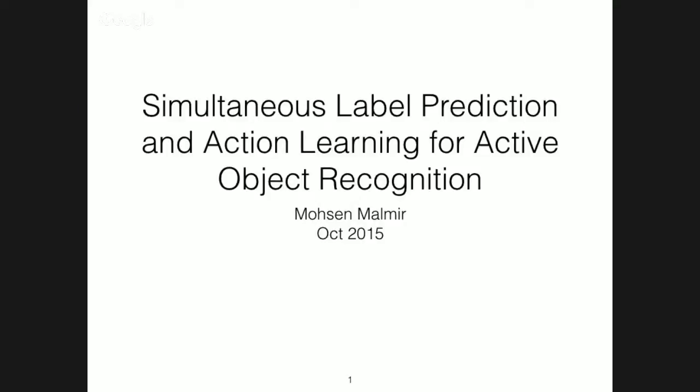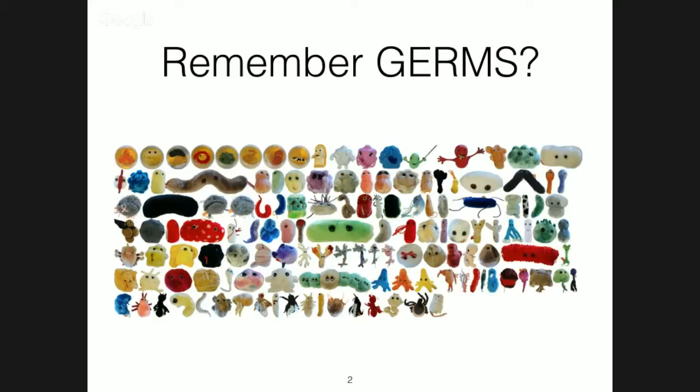Okay, so today's presentation is about simultaneous label prediction and action learning for active object recognition. So the question is, do you remember GERMS? If not, you should. It's an awesome data set. It's a data set I collected for active object recognition on the robot, on Ruby.